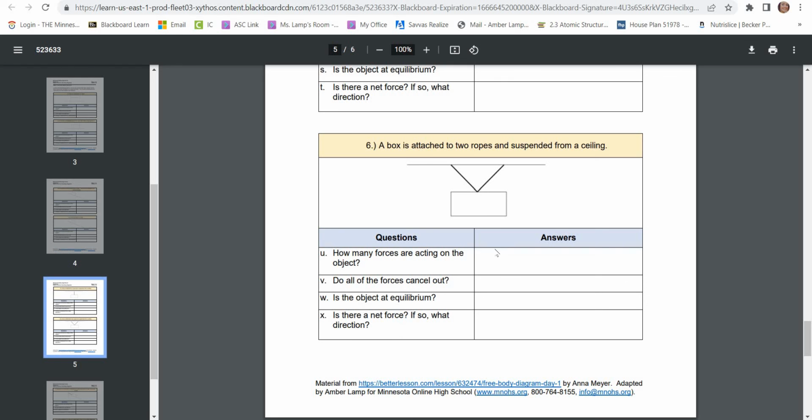So take a look at those, see if that helps a little bit. If you are stuck on any other ones, just shoot me an email and I can help you. But just remember, if the forces cancel out, it'll be at equilibrium, meaning we have no net force. Okay, so those are always going to go together in that aspect. It's just kind of different ways of saying it, if you will.